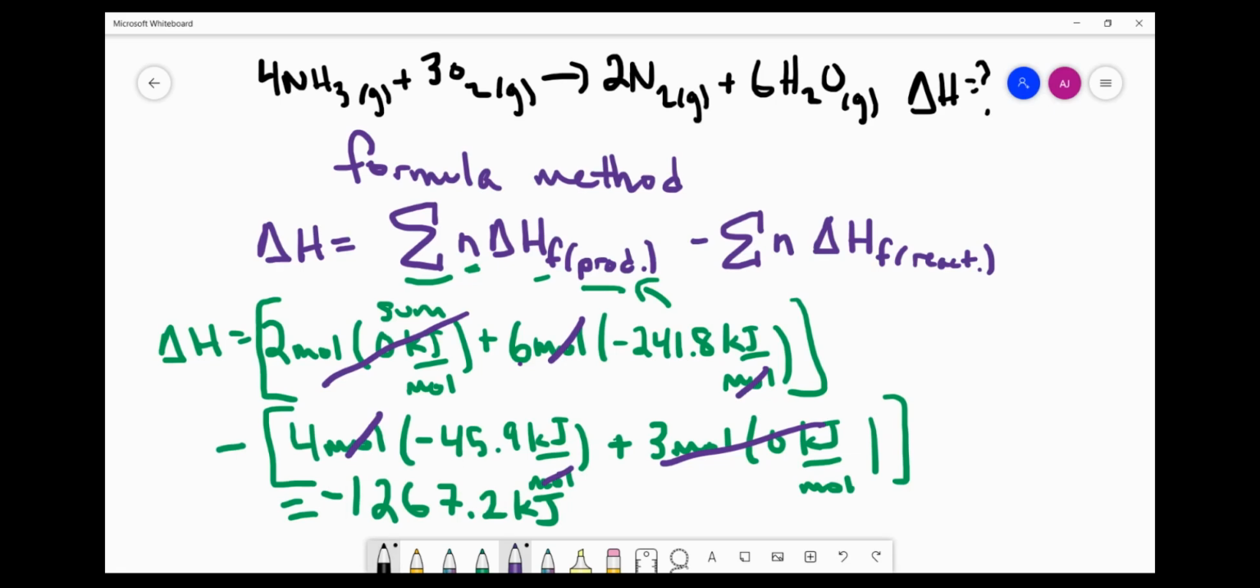So this formula method here, if you use heats of formation, and it only works with heats of formation, you can get the delta H value without having to rewrite and write those equations. It's doing all of the same mathematical operations, just in a simple formula.